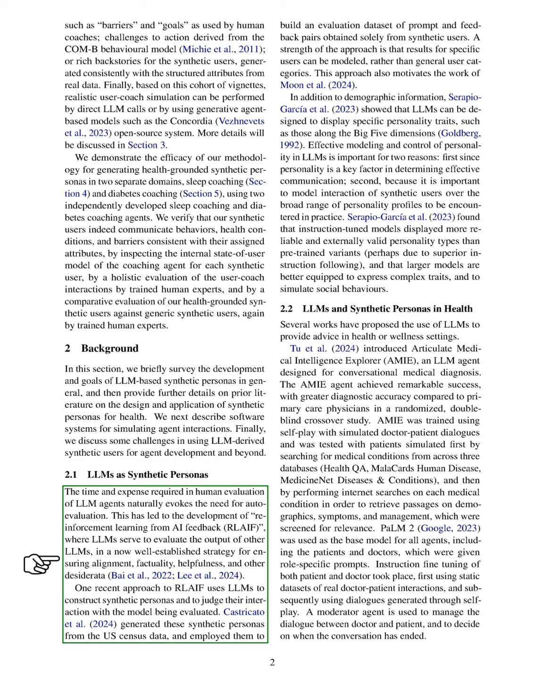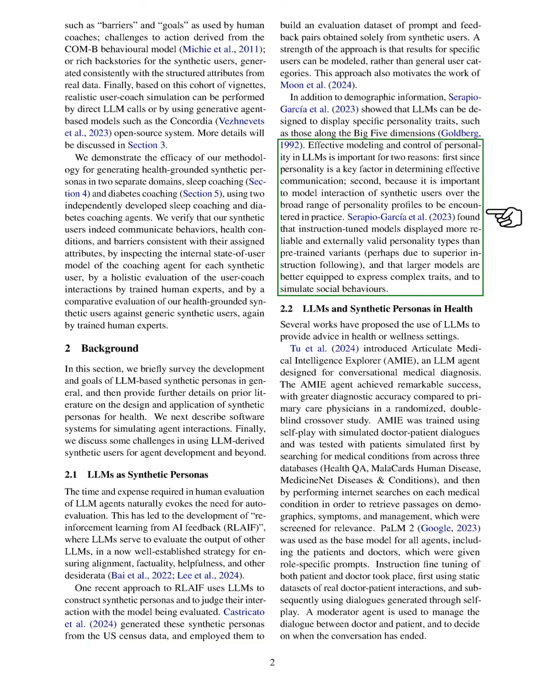We highlight the need for auto-evaluation in LLM agents due to the high costs of human evaluation, leading to the concept of reinforcement learning from AI feedback, RLAIF. This method uses LLMs to assess other LLM outputs, ensuring alignment and helpfulness. We note that synthetic personas can be created from census data to build evaluation datasets, allowing for more specific user modeling. Additionally, we emphasize the importance of modeling personality traits in LLMs, as they significantly impact communication effectiveness and user interaction.